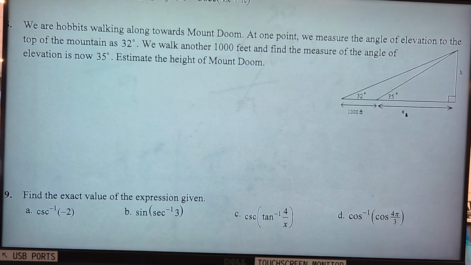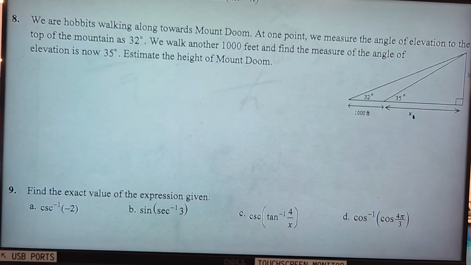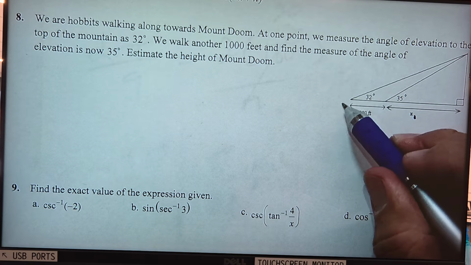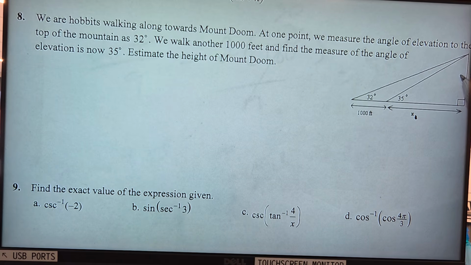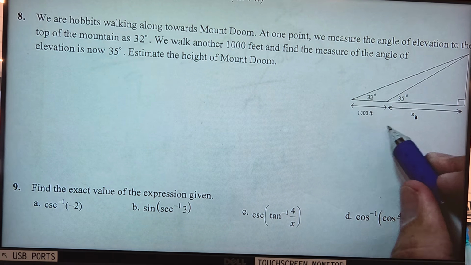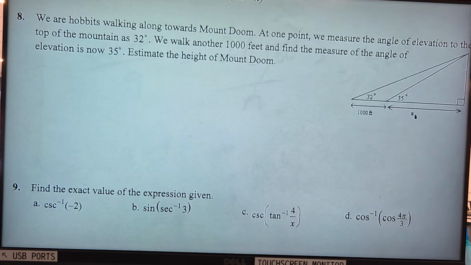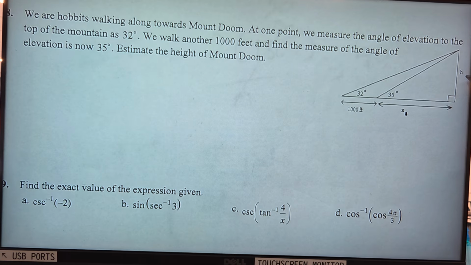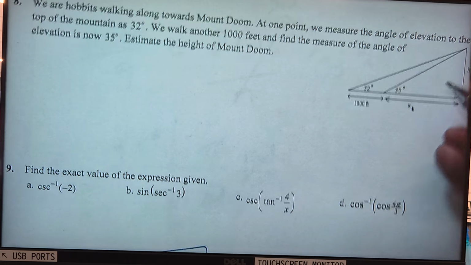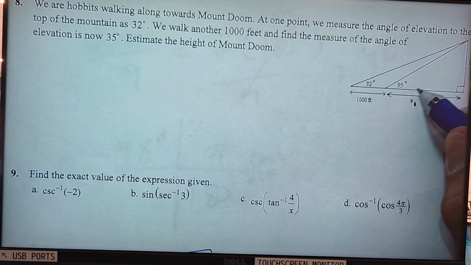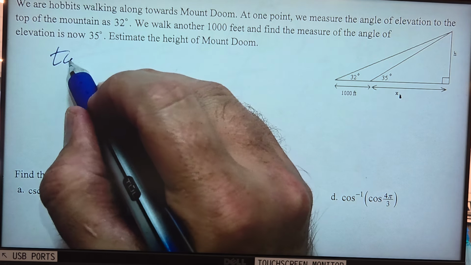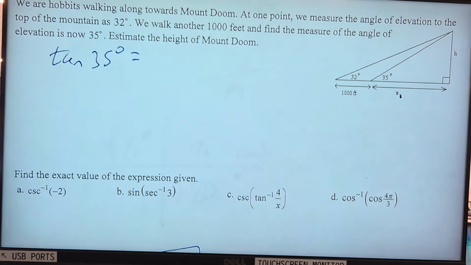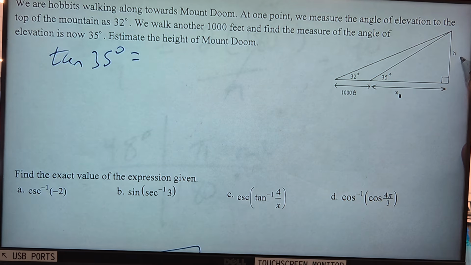So, I'm not going to use sine or cosine because I don't know about, and I don't care about, the hypotenuse. This side I know stuff about, and this is what I want to figure out. So like somebody just said, tangent. So for the short little dude, what can I write? Tangent of 35 is? H over X. Totally, H over X.